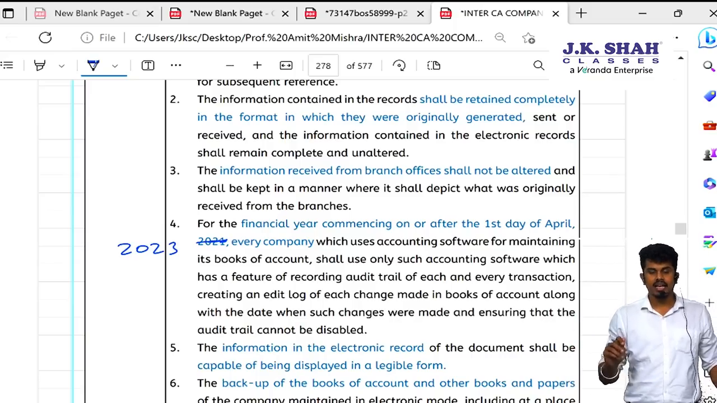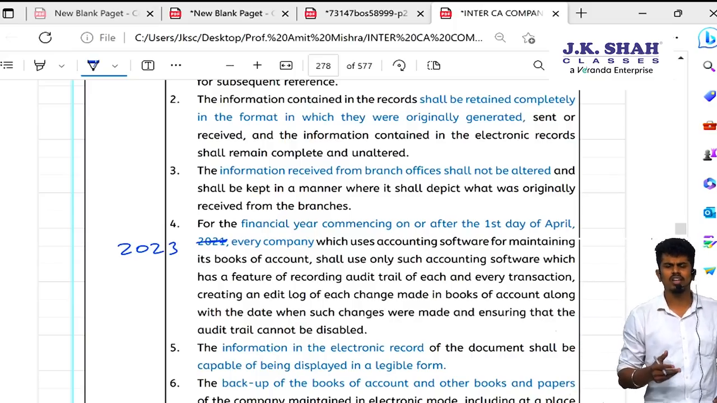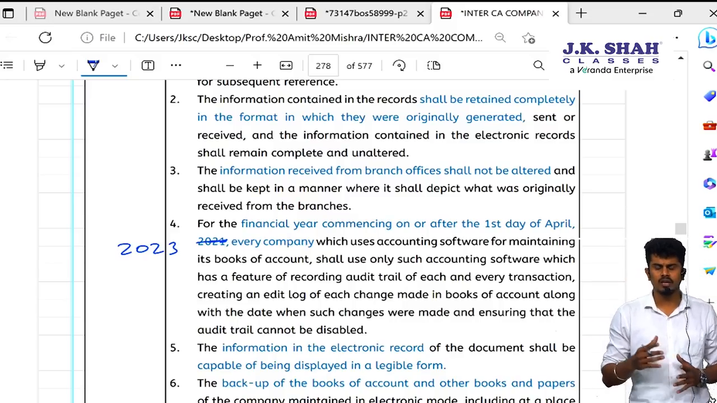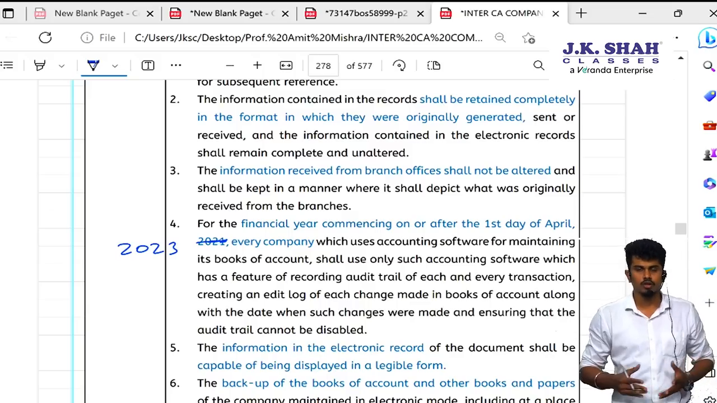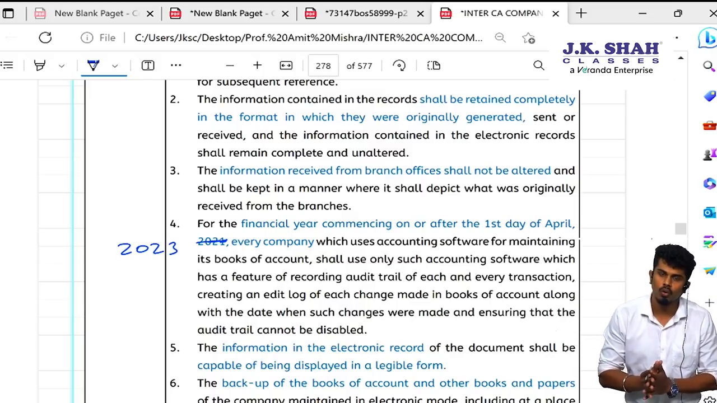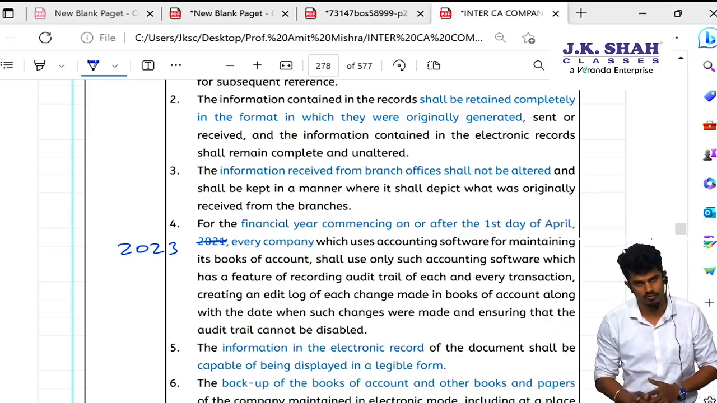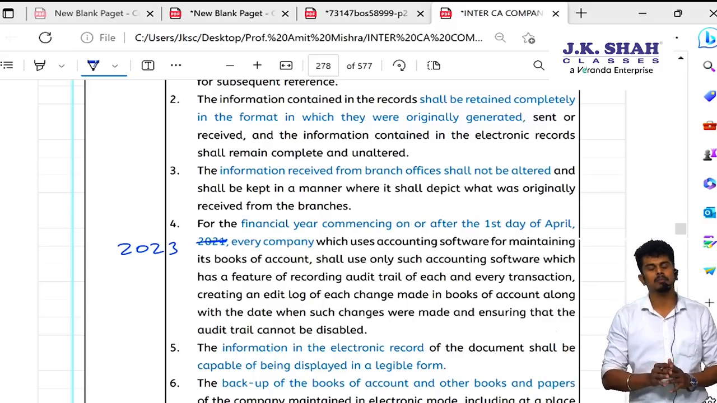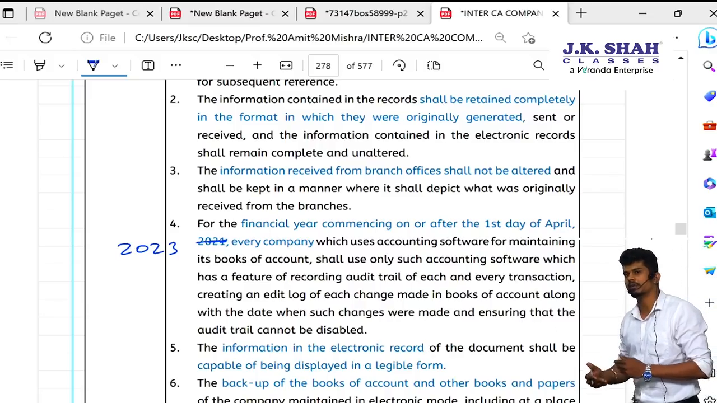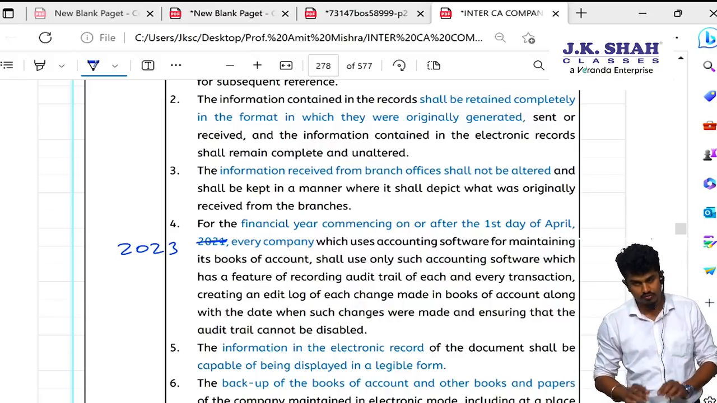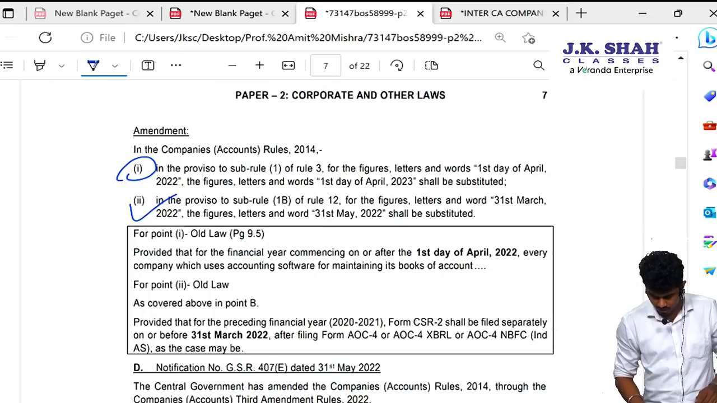to 2023. That means every company should use accounting software which is capable of recording an audit trail, which can create an edit log and keep a record of the edit log and all those things. So that requirement is now implemented from the first day of April 2023 onwards. So if a company starts doing it from 1st April 2023, then also it will be okay. Easy, simple. So this was one more amendment. I've covered this also.